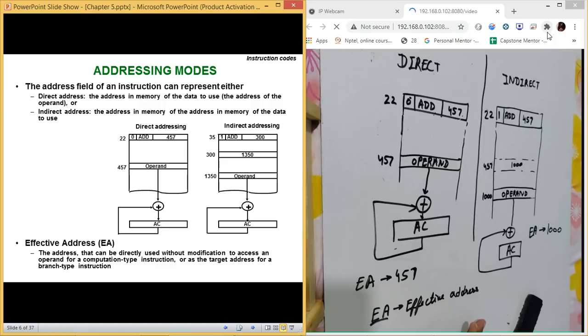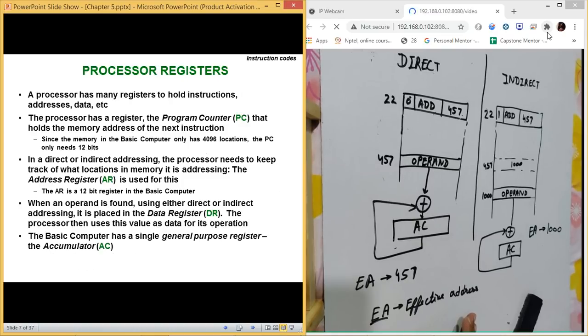So the concept which we are going through right now is direct and indirect address only. We have different types of addresses, around 15 types. We will discuss that in the next chapters. We are not going to do it before midterm, I think.